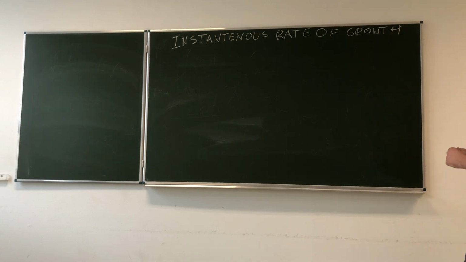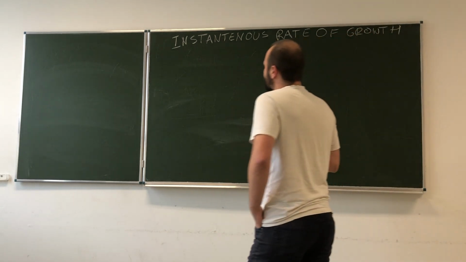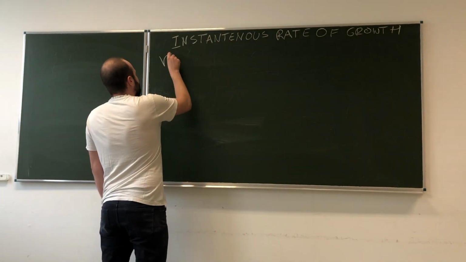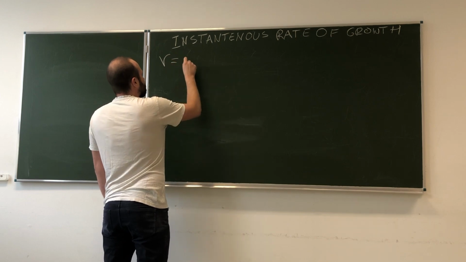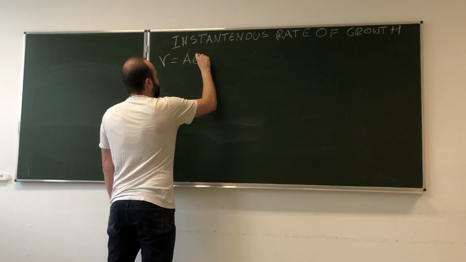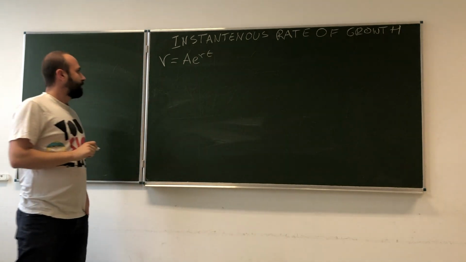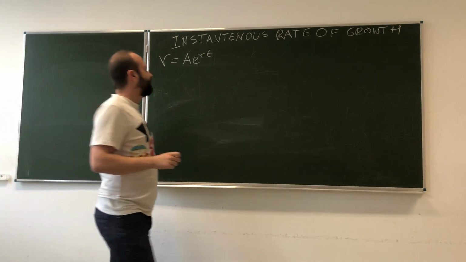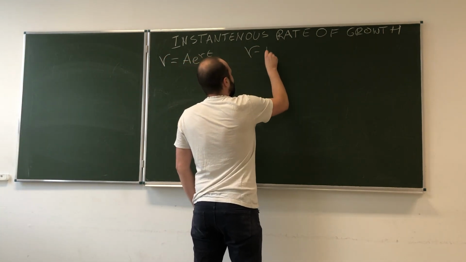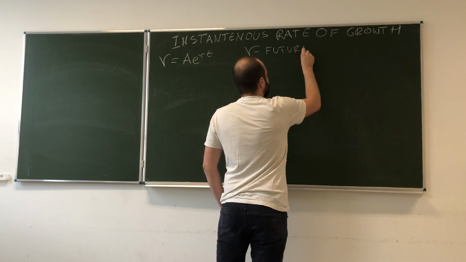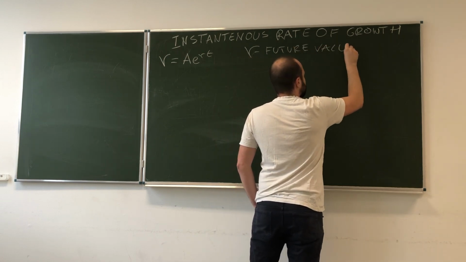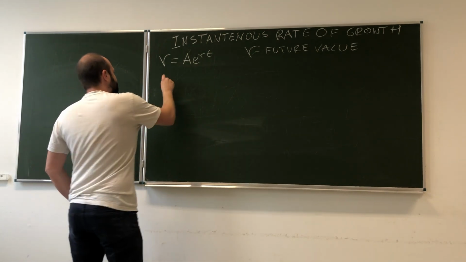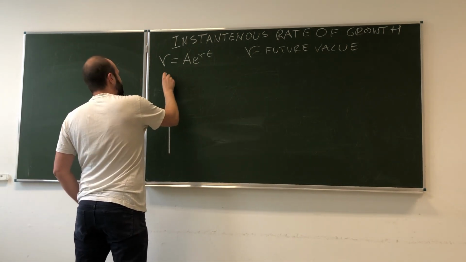Okay, so look, first let's introduce some new category we haven't had before, although you have already seen it. Let's say that V equals A e^(rt). We have already seen this expression, but from now on we will call V future value. Why future value? Look, we can think about this entire problem in the following manner.